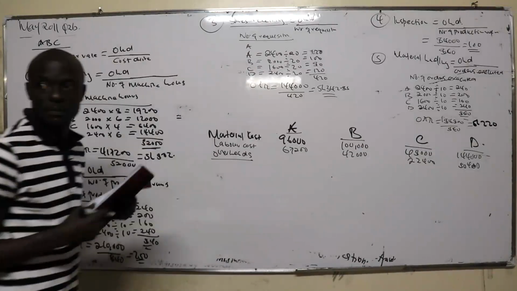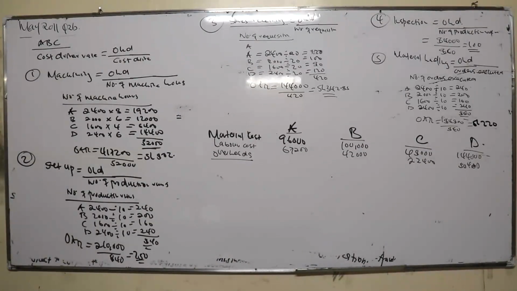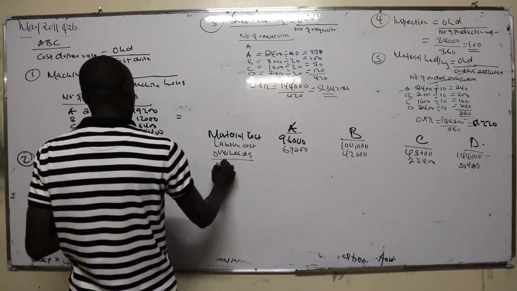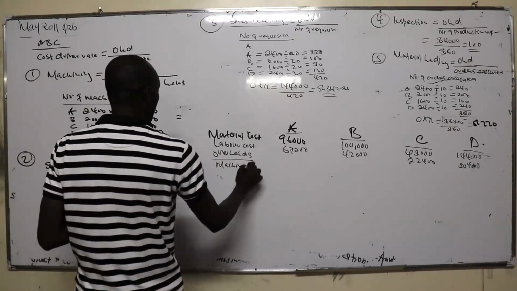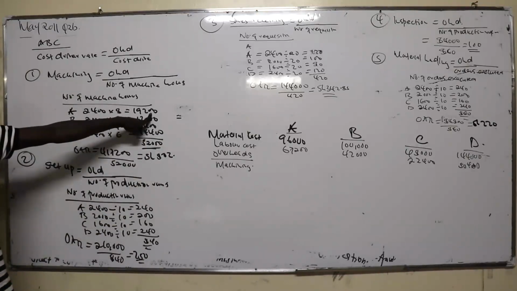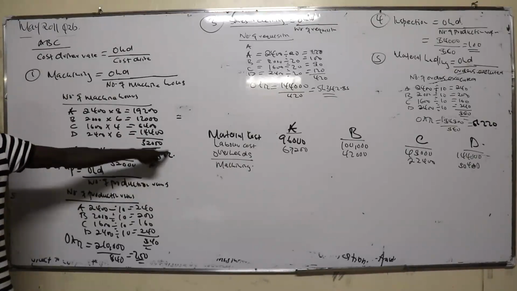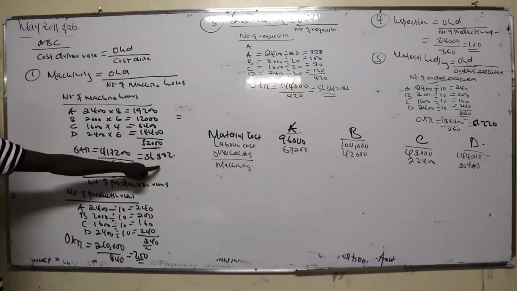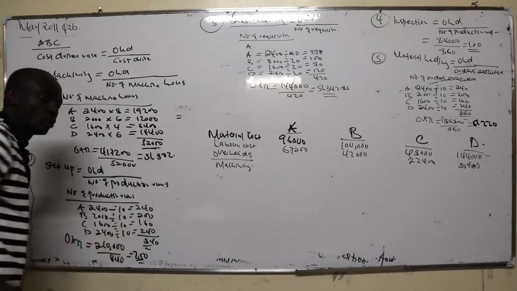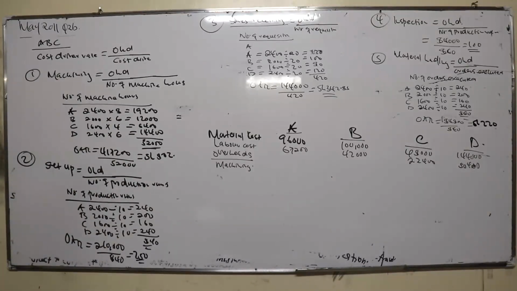So we are going to determine the overheads here. The first overhead here is machining. We said the rate is 8.02. You're going to multiply by 19,200 for product A. For product B, this one times this, this times this. So you're going to multiply the machine hours by the rate. That is the machining cost.